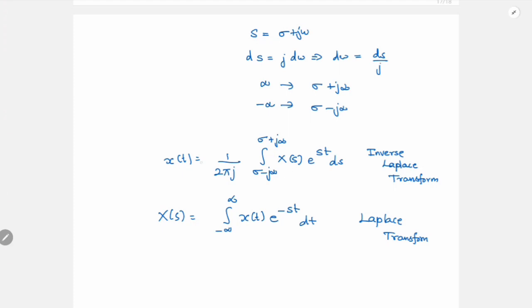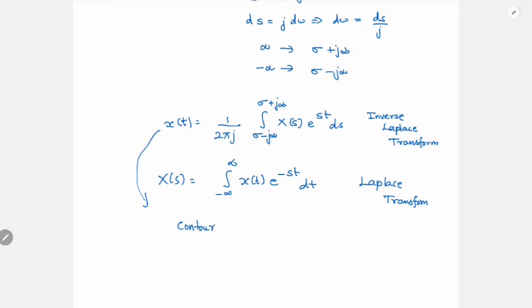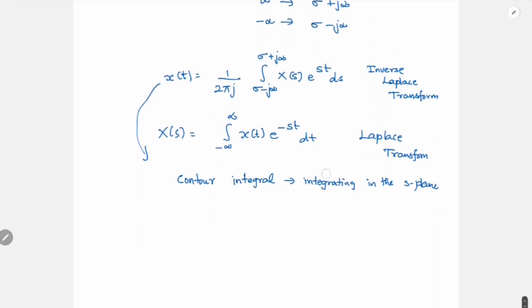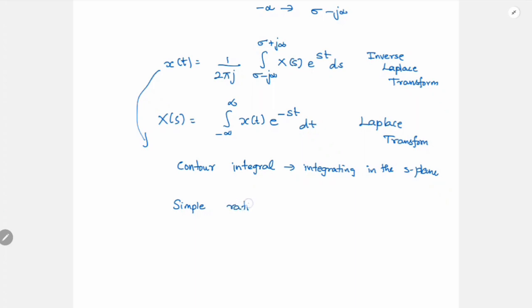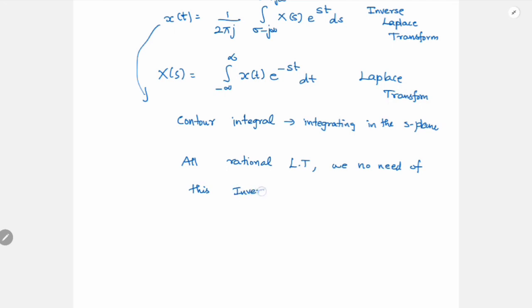Again you can see this is the synthesis equation and this is the analysis equation, and x of t is the integral of the weighted complex exponentials, and the integration is carried over a contour. So this is something called a contour integral. This is for integrating in the S-plane. So you need to learn complex numbers and analysis of complex numbers to understand this. But anyway, for simple rational, or in the case of all rational Laplace transforms, we need not use this inverse Laplace transform.